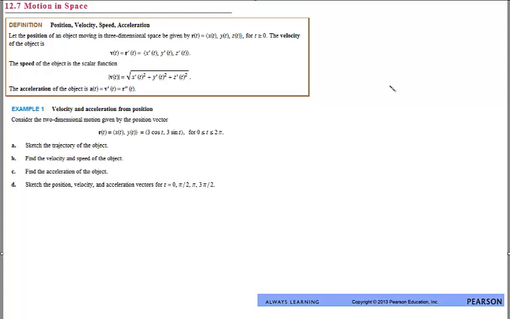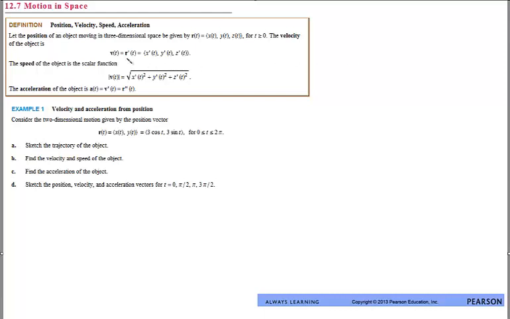Welcome students. Today we're discussing motion in 3-space, and 3-space is just an extension of our one-dimensional and two-dimensional spaces that we have been looking at. So when we talk about position, velocity, and acceleration, those quantities are just extensions of what we've been doing.